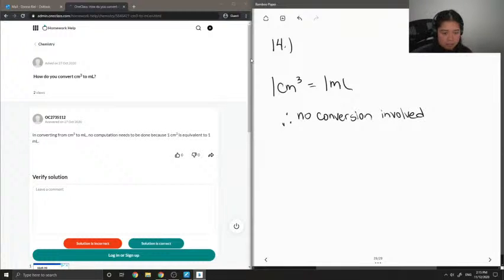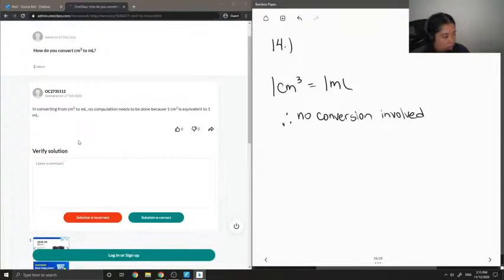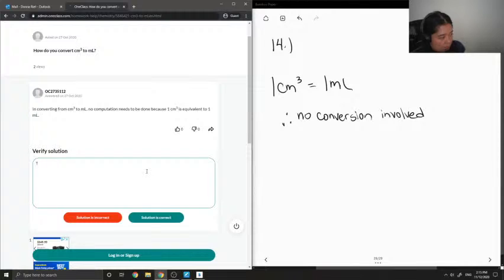Okay, so let's see what our junior tutor said. In converting from centimeter cubed to mL, no computation needs to be done because 1 centimeter cubed is equal to 1 milliliter. Yep, so this solution is correct.